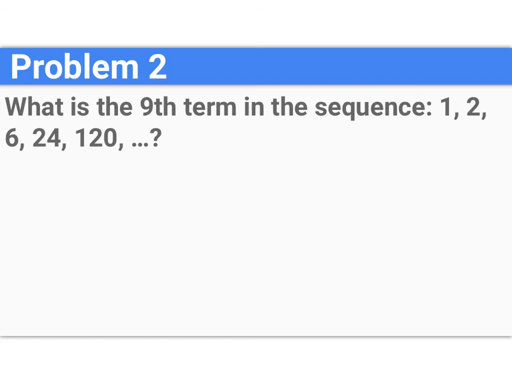Okay, problem 2. What is the 9th term in the sequence? Let me turn my pencil back on, that might help. 1, 2, 6, 24, 120. Okay, what's going on here? So what do you multiply by 2, then by 3, then by 4, then by 5, then by 6. So what's 120 times 6? 720.